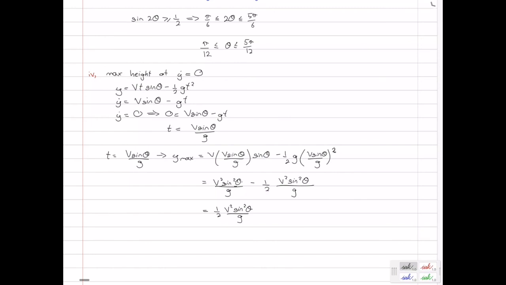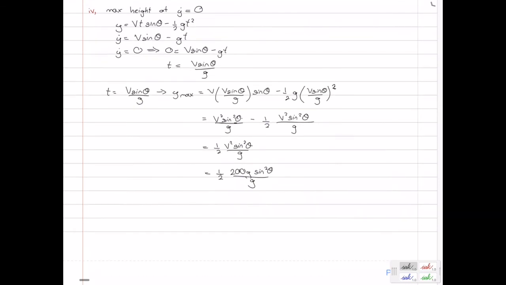But what's v squared? v squared is given to us as 200 times g. So this is a half of 200 g sine squared theta on g. Cancel this g with that g, and a half with 200, leaving 100. So we have 100 sine squared theta. Now this is what the maximum value of y is. However, this is not our final answer because we don't know what sine squared theta is equal to, or what the maximum value of that is. Not yet anyway.